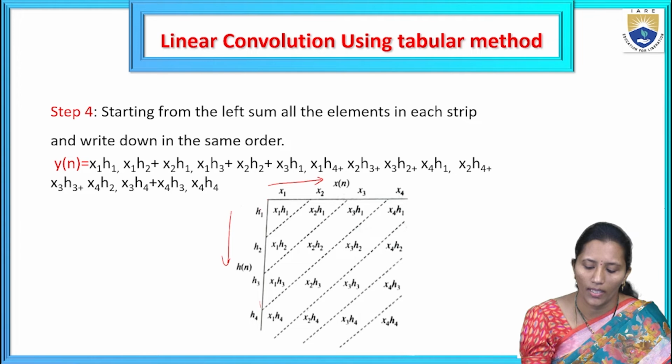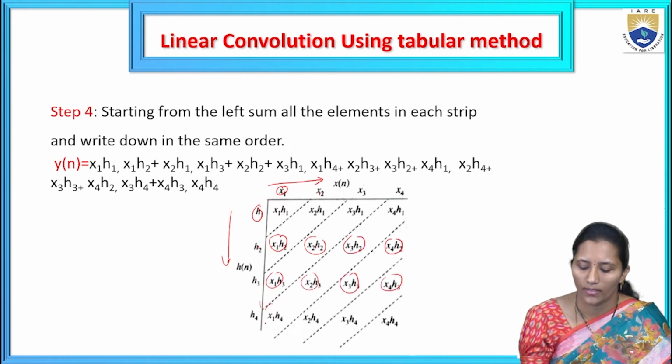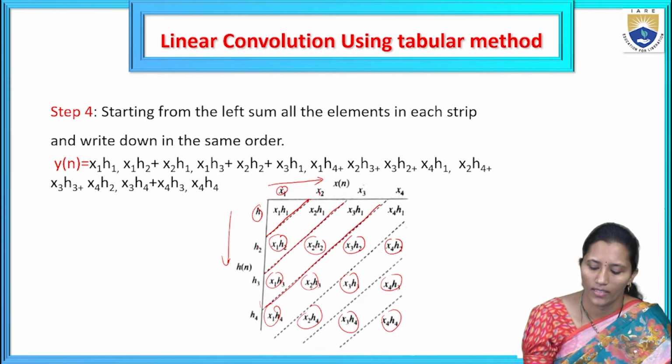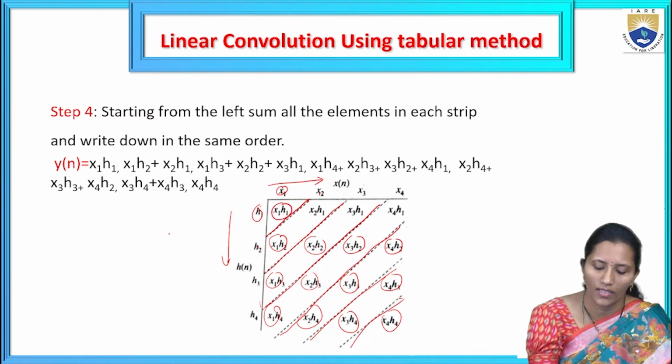And multiply the corresponding values. So x1 into h1, x2 into h1, x3 into h1, x4 into h1, and then h2. Multiply h2 into x1, h2 into x2, h2 into x3. So multiply all the values, and you will get the product values. And to get the linear convolution output sequence, we have to take these columns, and this is y of n.